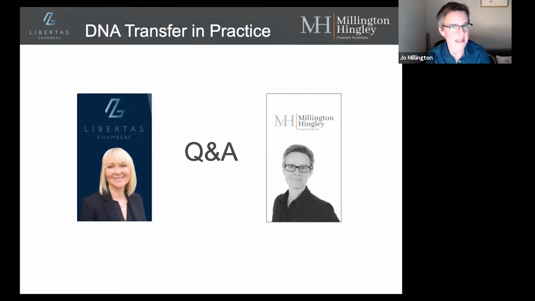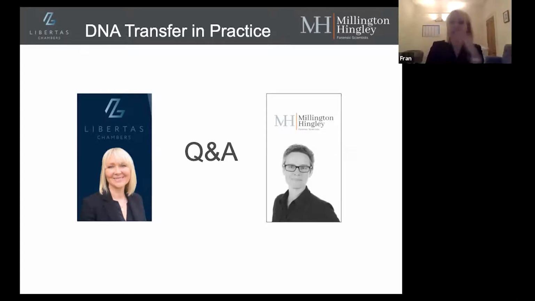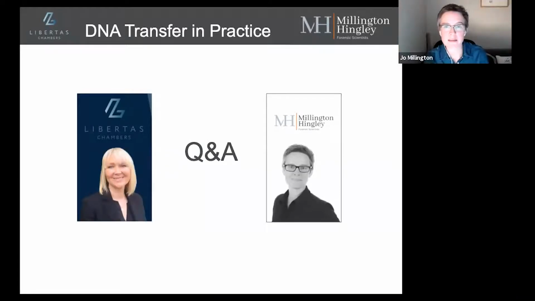But if it's just ethereal DNA, then it can be very difficult. Even if the DNA is on two or three items, you can't say. It doesn't necessarily mean that if you get more of it, it must therefore be direct transfer, because there are so many variables that we don't know about, that we would need to define in order to give a definitive answer.